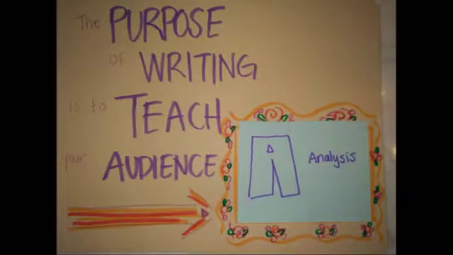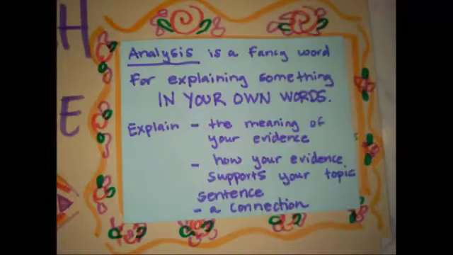All right, so T is transition and topic sentence, E is evidence, and A is analysis. Analysis is a fancy word for explaining something in your own words. So you have your topic sentence, your main point, you have your evidence that supports that point, and now you're going to explain that evidence to me. Okay. So tell me what it means.